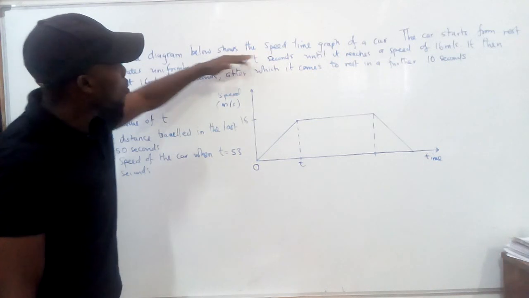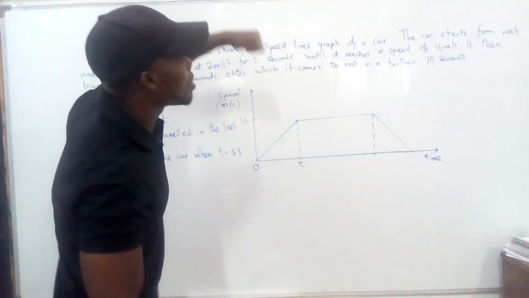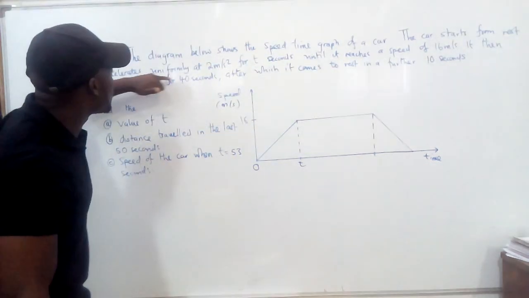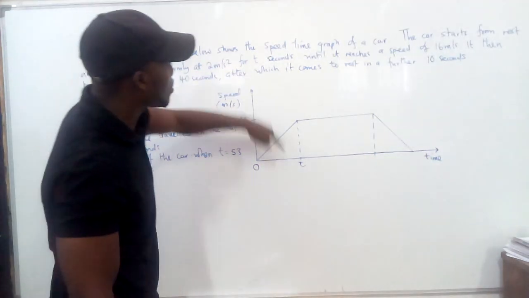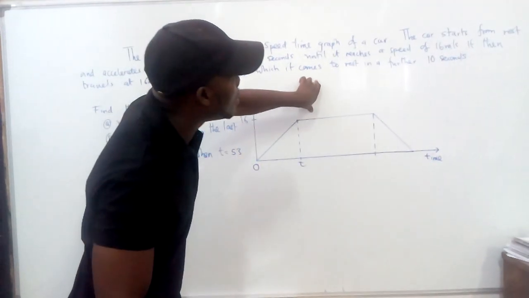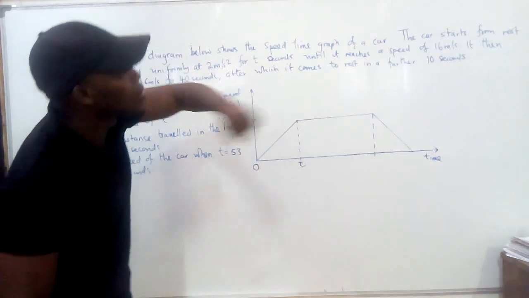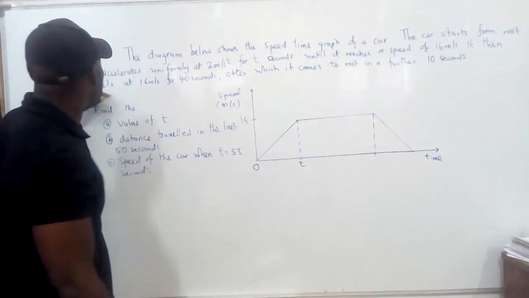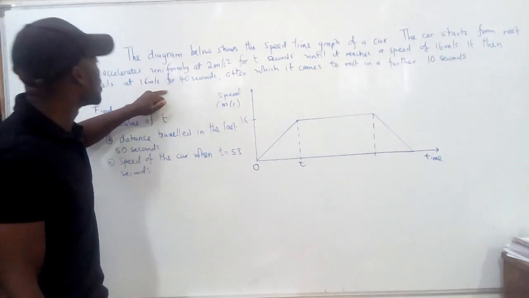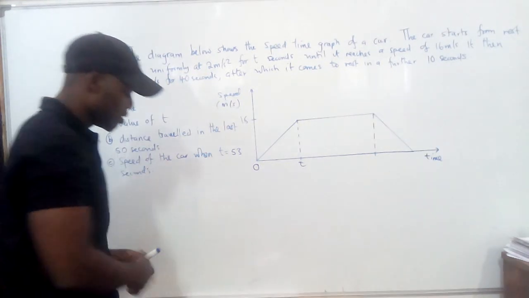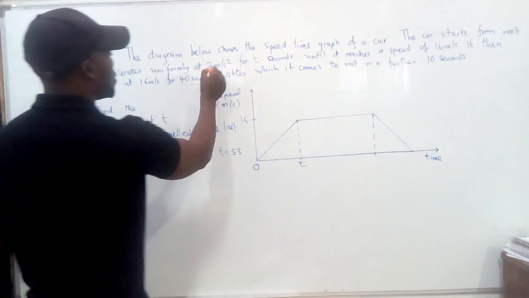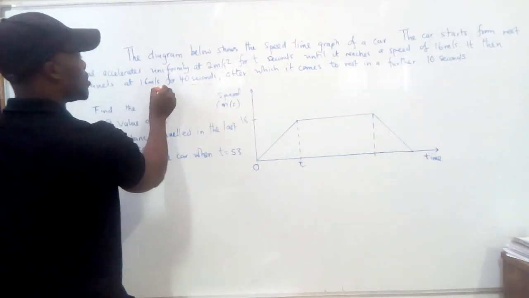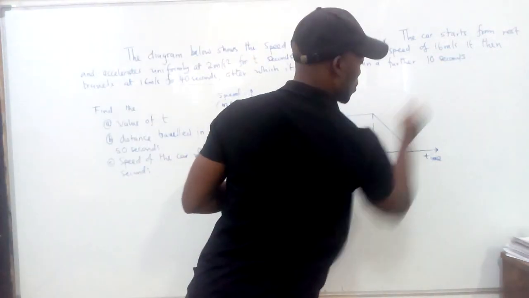The diagram below shows a speed time graph of a car. The car starts from rest and accelerates uniformly at 2 meters per second squared for 40 seconds until it reaches a speed of 16 meters per second. It then travels at 16 meters per second for 40 seconds. This is very important.